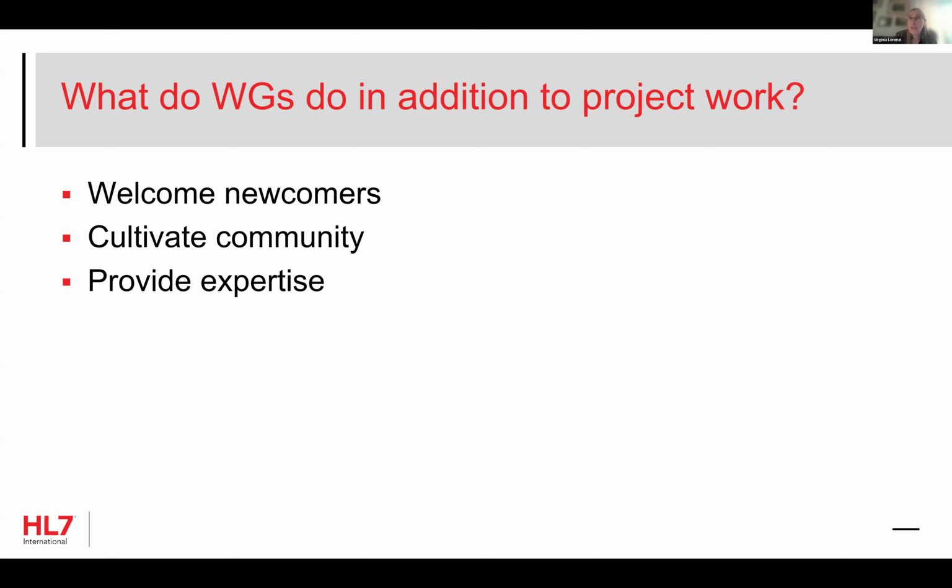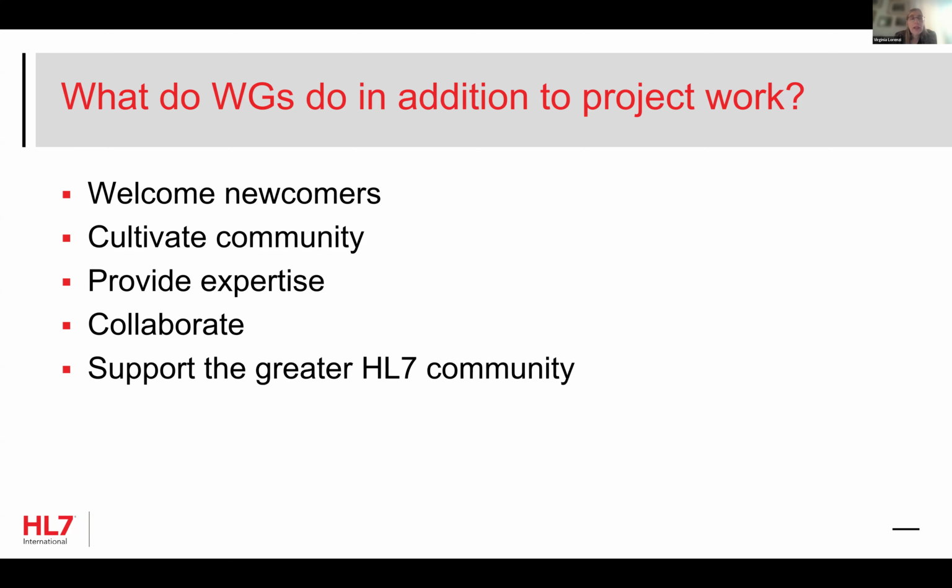They provide expertise. Work groups are counted on for their expertise, and we go to other work groups because they're the experts at whatever it is. Work groups work together, so it's important that a work group not stand in isolation. A work group exists to collaborate with the other work groups and external parties as well. And in general, you are part of the greater HL7 community, trying to help HL7 move forward.